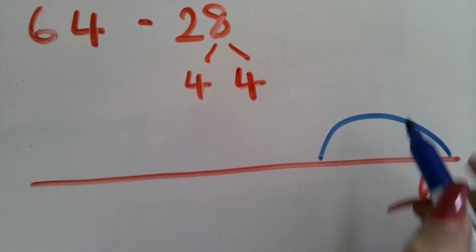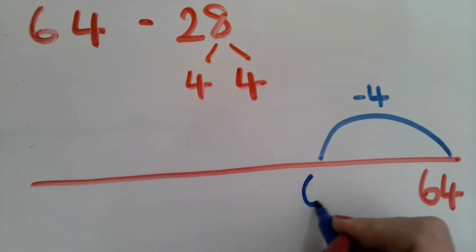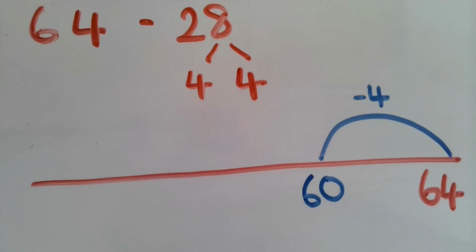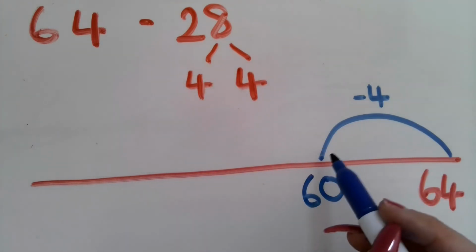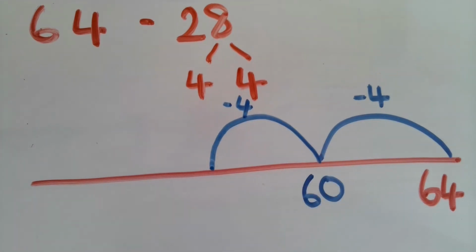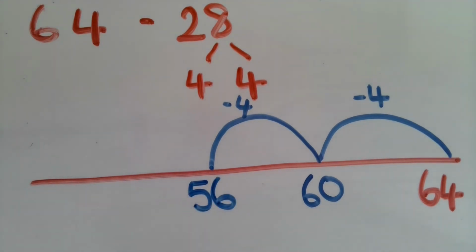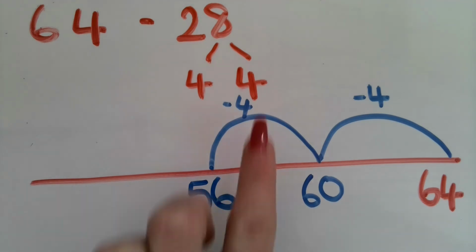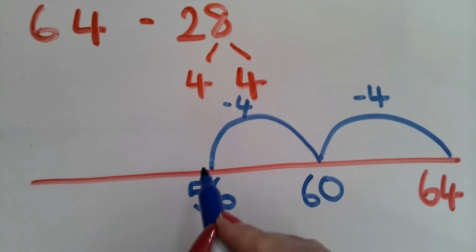Okay. I'm going to take away the 1s first this time. So I'm going to take away 4. 64 take away 4 is 60. That's 1 of my numbers gone, but I've got another 4 that I need to take away. I'm going to use my number bonds for this one because I know that 10 take away 4 is 6. So 60 take away 4 must be 56. I've now taken away 8 ones. But I've still got this 20 to take away.